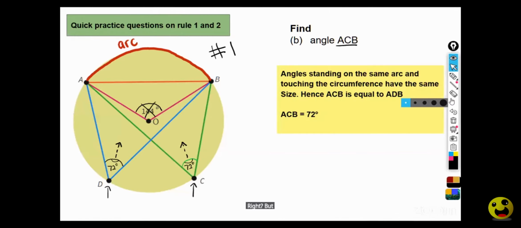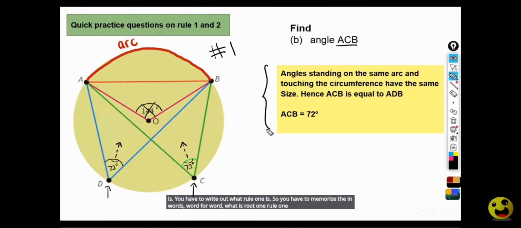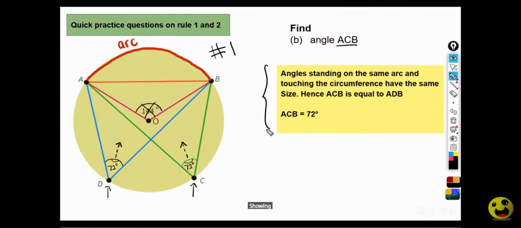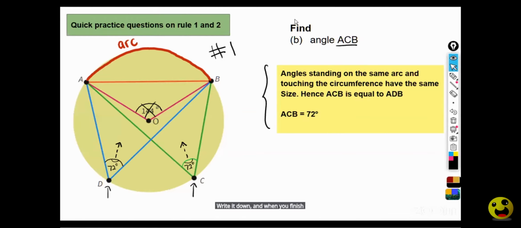But how do you put that in writing for the examiner? Remember, you can't say, hey, examiner, I use rule 1. He won't know what rule 1 is. You have to write out what rule 1 is, so you have to memorize, word for word, what rule 1 is. Then you write a little paragraph showing the examiner how you arrive at ACB is also 72 degrees. That is what you have to write, or something very similar to it, to get full marks in the exam. Write it down, and when you finish, raise your hands.